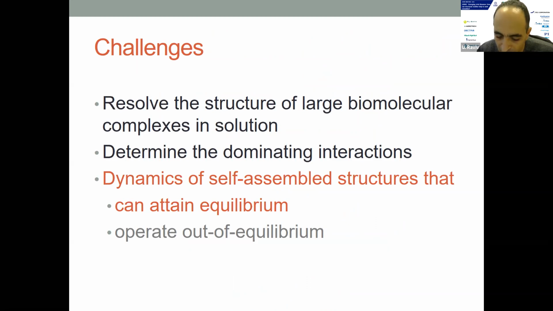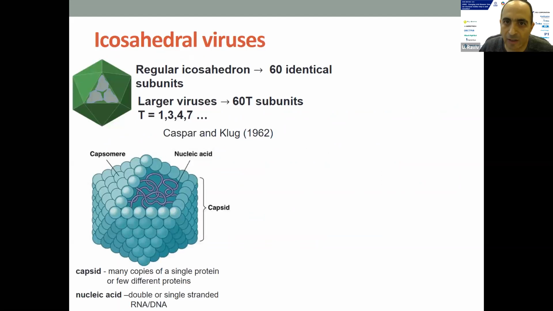And then we try to determine the underlying physical interactions that lead to these assemblies. And then the dynamics of self-assembled structures that can either attain equilibrium or operate out of equilibrium. Today I'll focus on structures that attain equilibrium, these are the viruses. Icosahedral viruses are about half of the known viruses, and they have the icosahedral shape of various sizes.